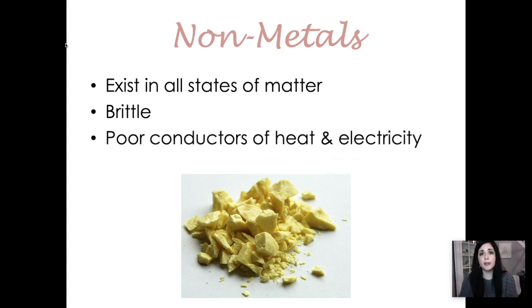They're also very poor conductors of heat and electricity. That's why you don't have carbon inside of your electronics and used in wires, because this does not allow for electricity to flow through it very well, or heat.